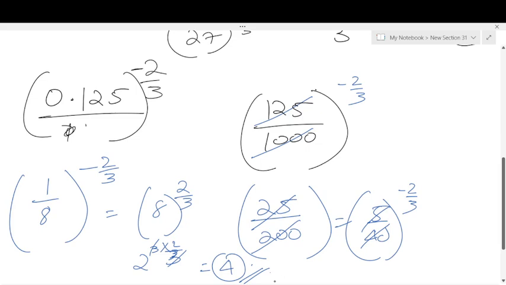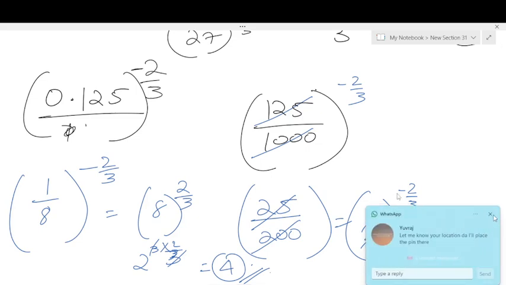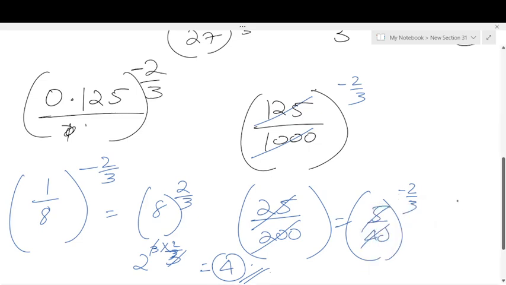What's the answer? All of you understood? What if a decimal is there, students? There are two ways. You can even cancel. If possible, cancel and solve it.